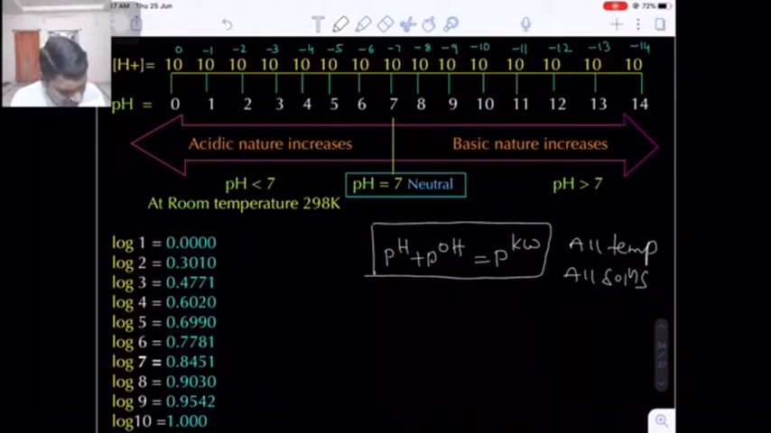Okay. Now at 25 degrees Celsius, suppose the room temperature is specified, then pH plus pOH is equal to how much?